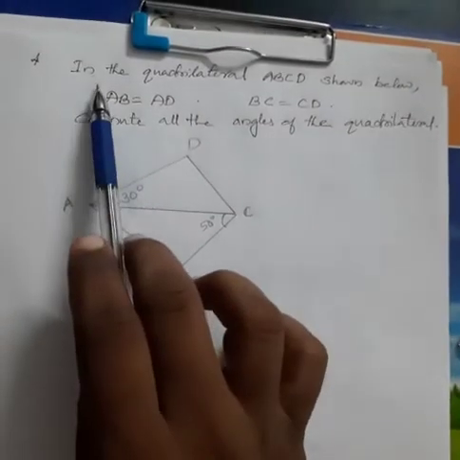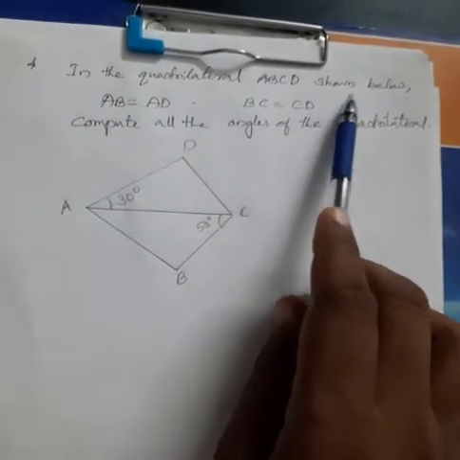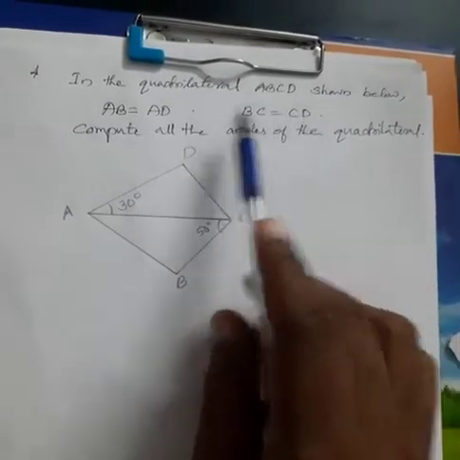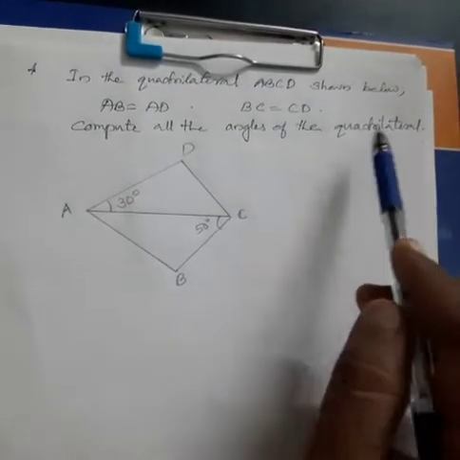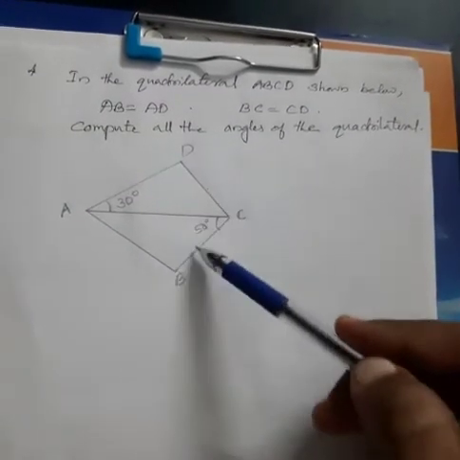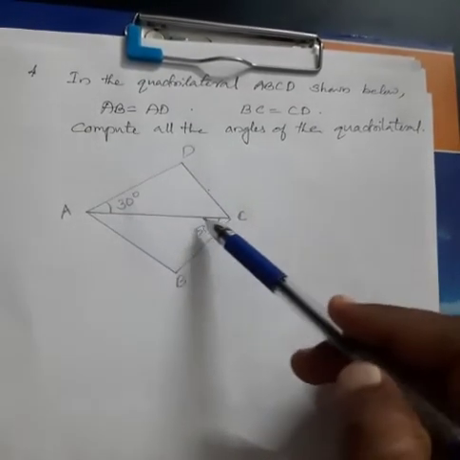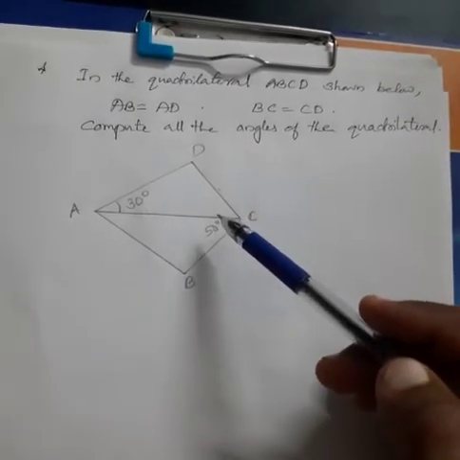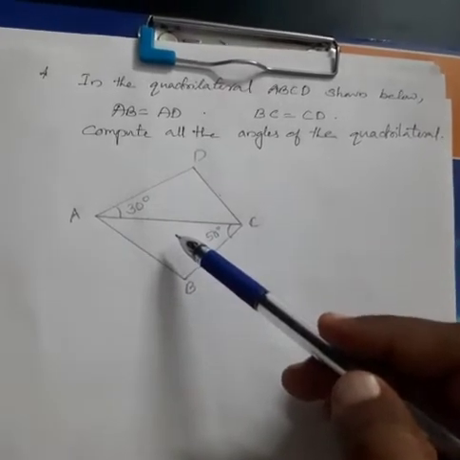See the question. In the quadrilateral ABCD shown below, AB is equal to AD, BC is equal to CD. Compute all the angles of the quadrilateral. What is a quadrilateral? It has 4 sides, and if you cut with a diagonal, you will get 2 triangles here.